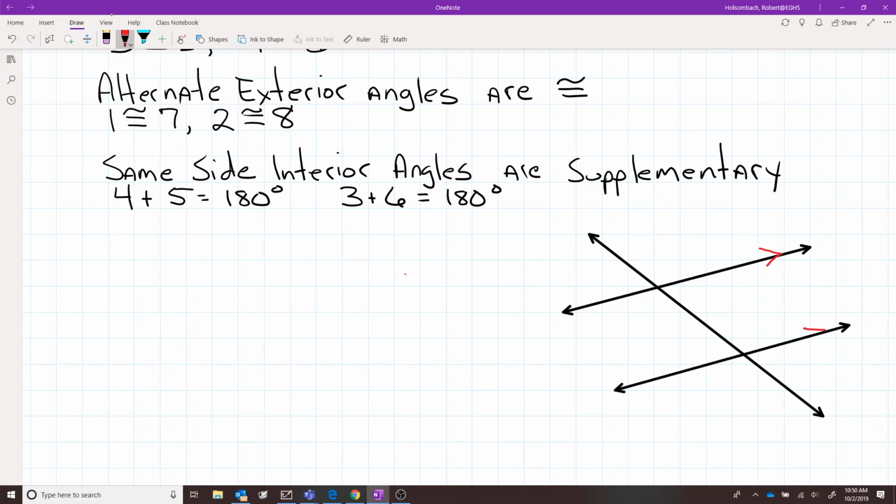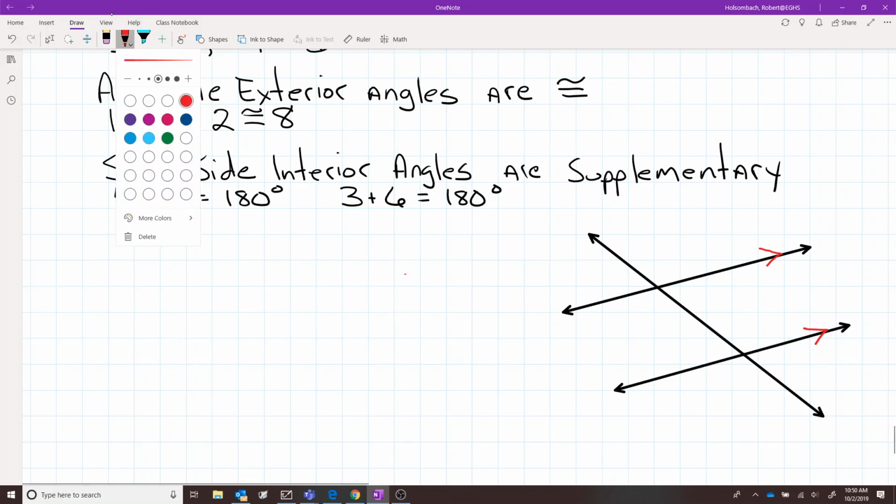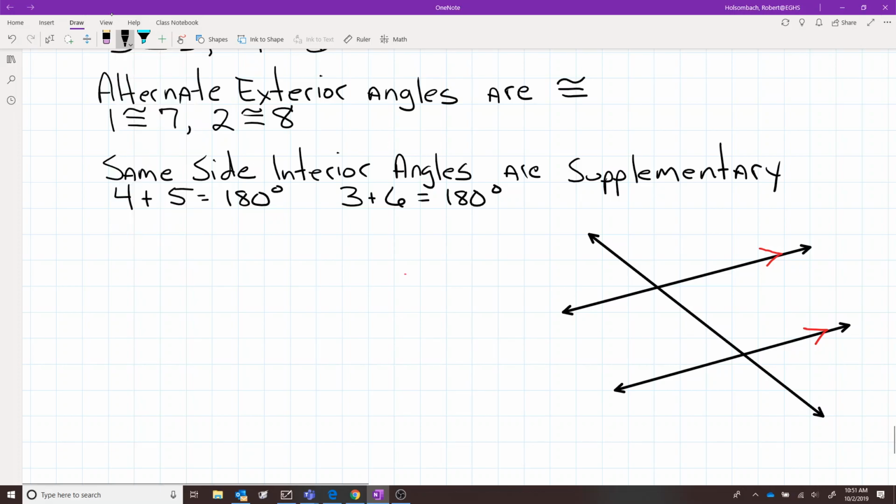And the red arrow means that they're parallel. And there's 8 angles in this diagram. Alright, so here's your diagram.